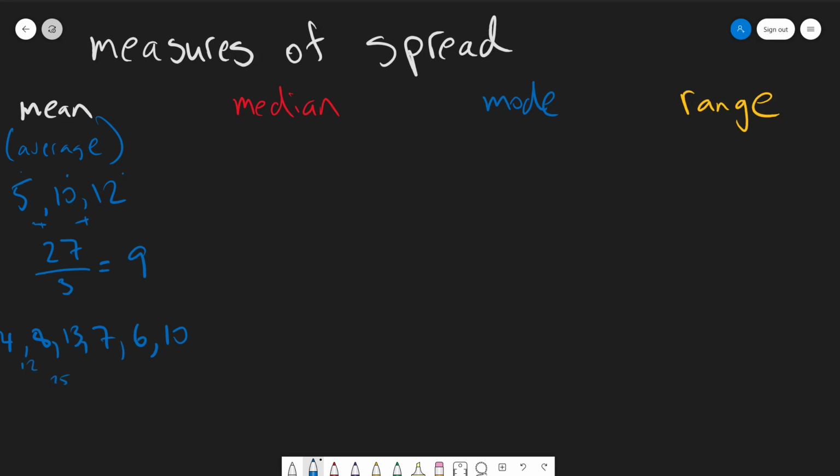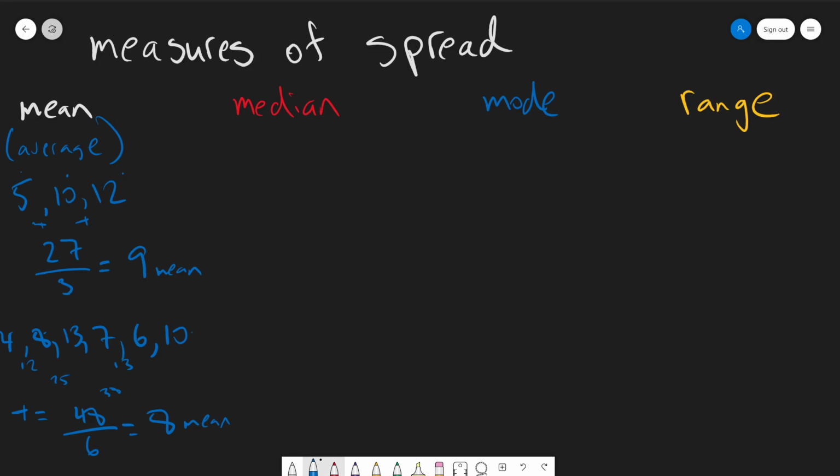There's 25. There's 13 more. That's 38. And add 10 more. So if I add all these up, it's going to make 48. I'm going to divide by 1, 2, 3, 4, 5, 6. How many games that were played, or how many numbers I have in my set, and that's going to give me 8 is my mean. So the mean is just another word for the average.